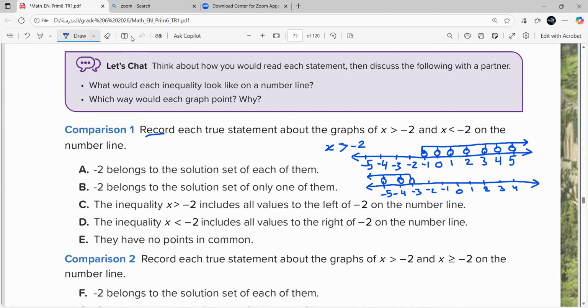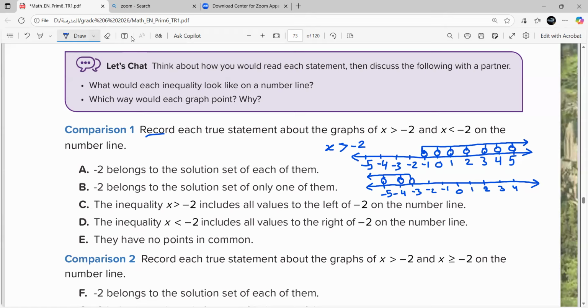Okay, what about the next one? -2 belongs to the solution set of only one of them. No, also this -2 does not belong to the first one or the second one, because we don't have the equal sign here. X greater than -2, so -1, 0, 1, 2, 3. X smaller than -2, -3, -4, -5, and so on. So it is not included in both inequalities.